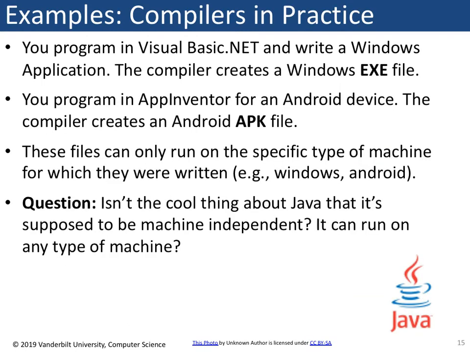Depending on the language that you use, the compiler is going to compile and then assemble different types of files as executables. For instance, if you program in Visual Basic .NET, then the compiler is going to compile that into assembly, which is then going to be assembled into a Windows exe file. That's how you get Windows executable files. If you use App Inventor, then it's going to get compiled into an APK, which is runnable on Android devices. So these files can only run on those specific types of machines.